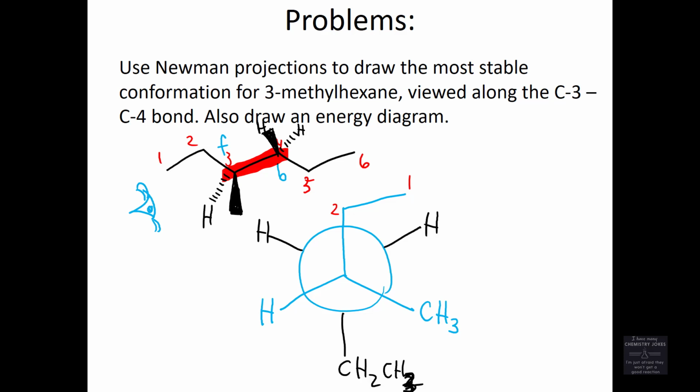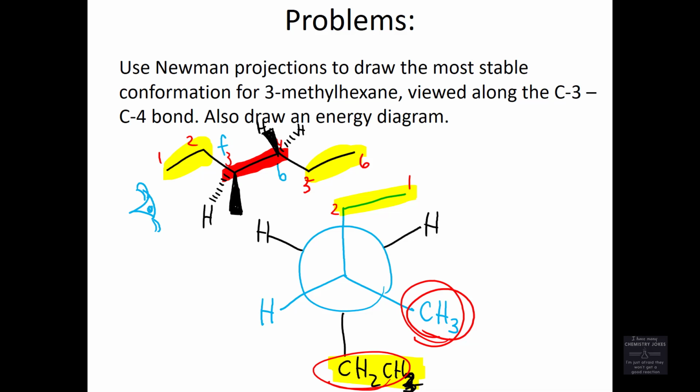Because my two biggest groups, this ethyl and this ethyl, are as far apart in space as they can possibly get. That's the best conformation you can come across. Are there any gauche interactions in this molecule? Yeah, there are. There's a gauche interaction between this group and that group.